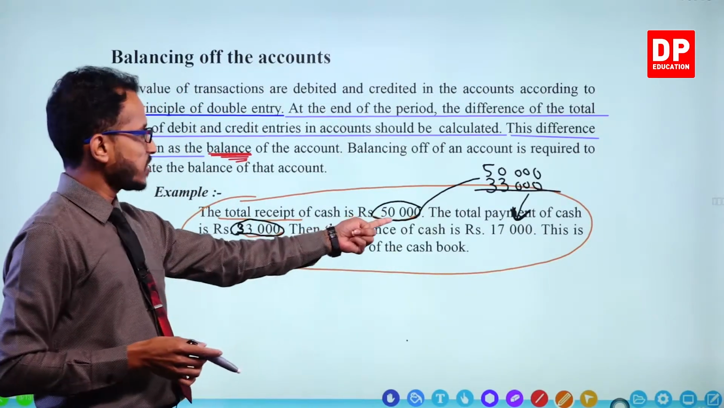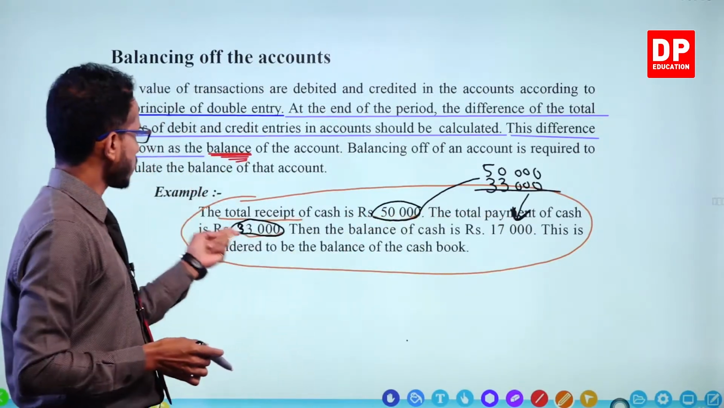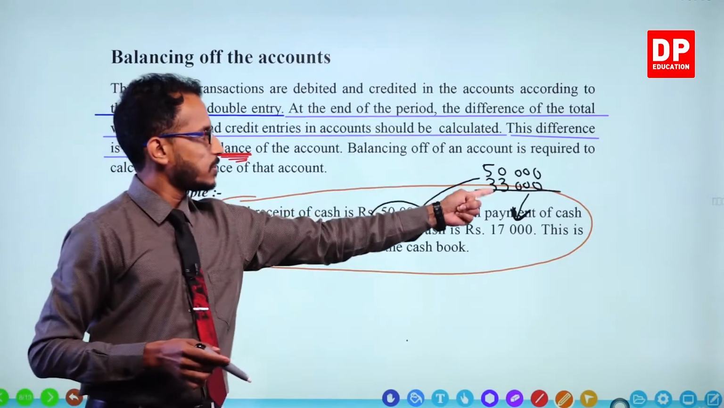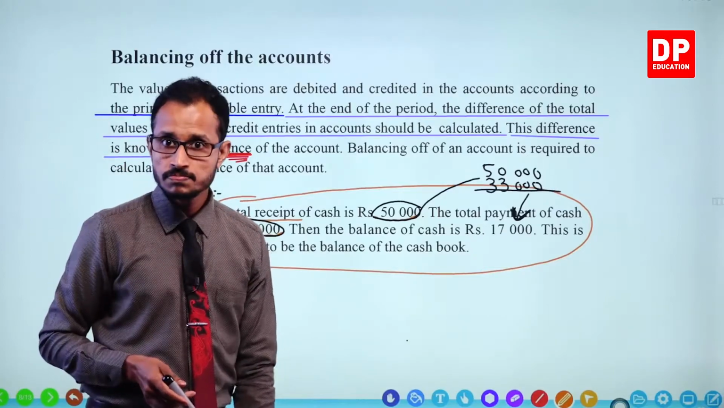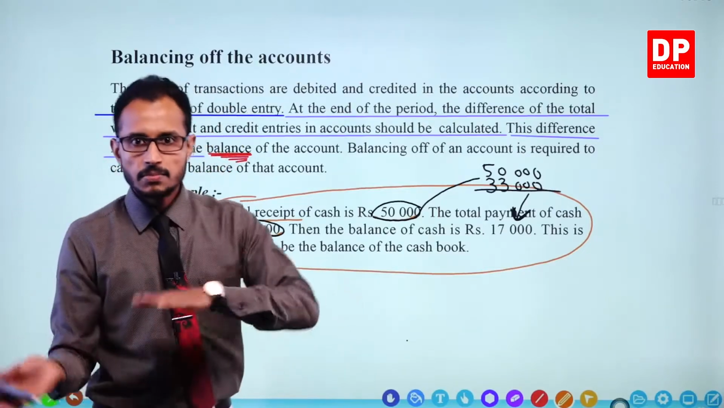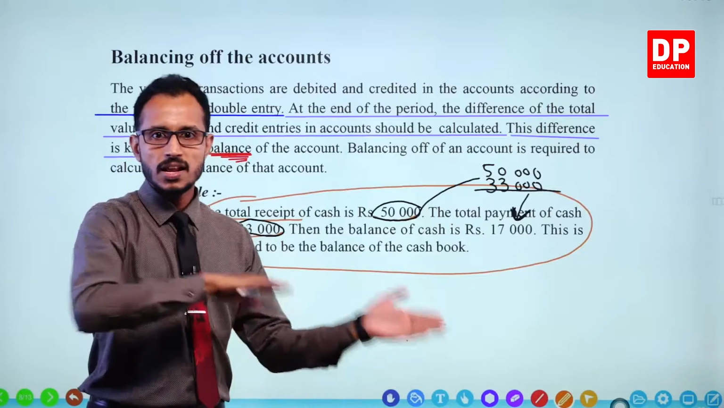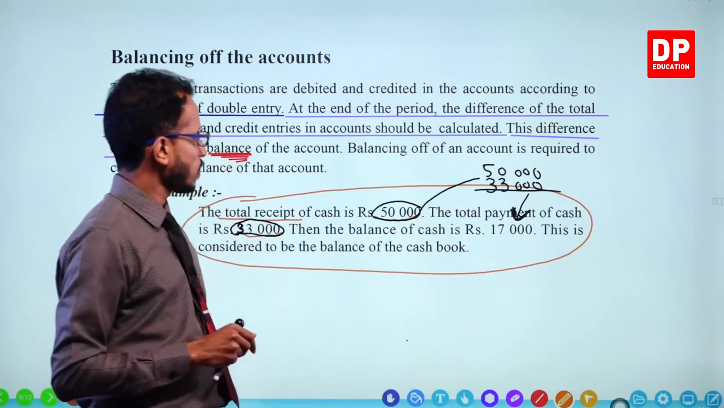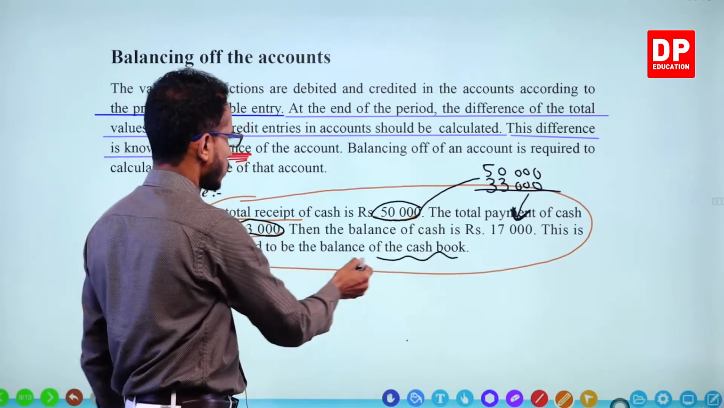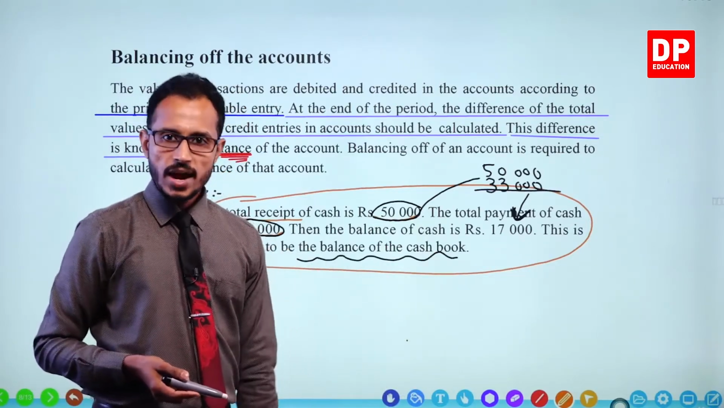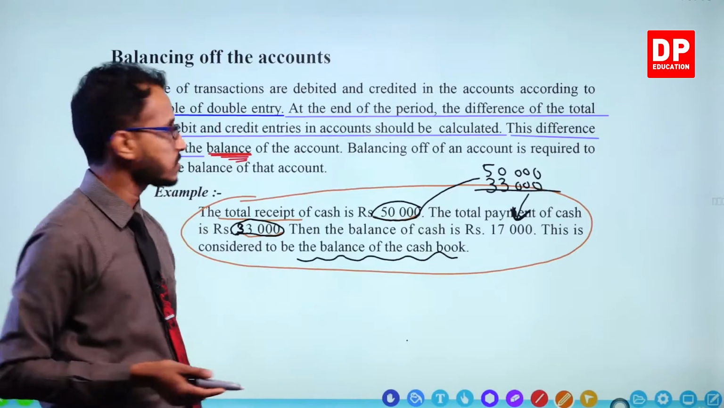Total cash receiving 50,000. Total cash payments 33,000. From 50, when you subtract 33, the balance is 17. That is the balance carried down. And you bring that balance forward to the next month. Balance brought forward. The balance of the cash book. Right. That is how you balance.